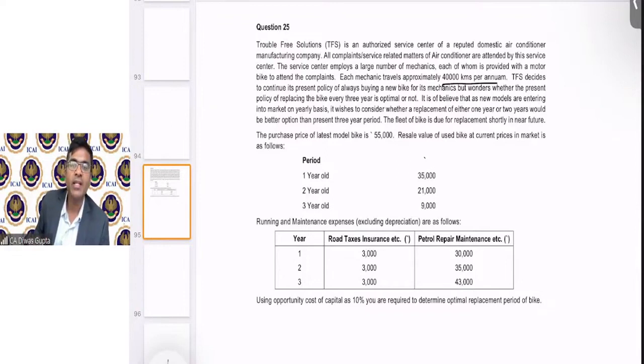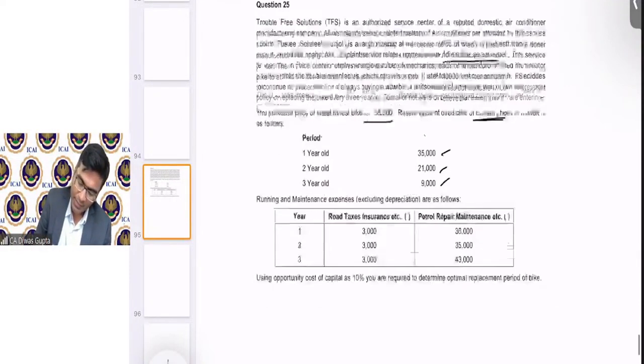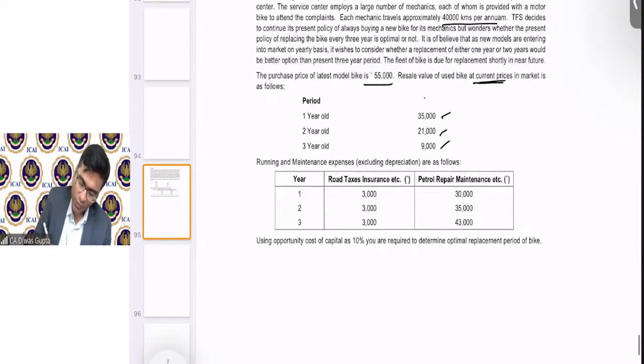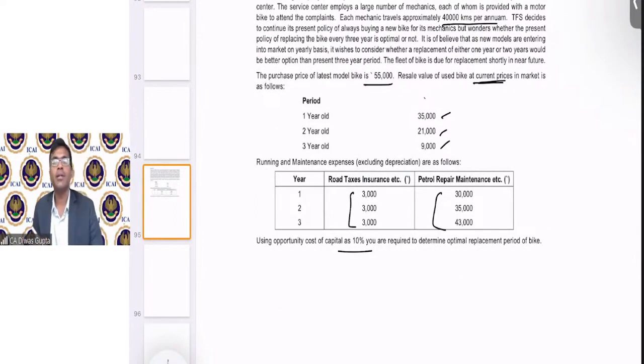The fleet of bikes is due for replacement shortly in the near future. The purchase of the latest model is at 55,000 rupees. The resale value of the current used bike is given. Running and maintenance expenses, excluding depreciation, are as follows: road taxes and petrol. Using opportunity cost at 10%, you are required to determine the optimal replacement period of the bike.